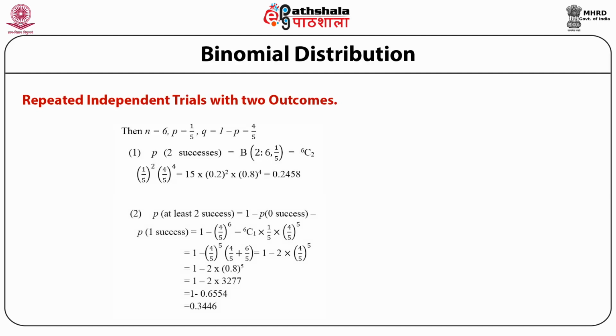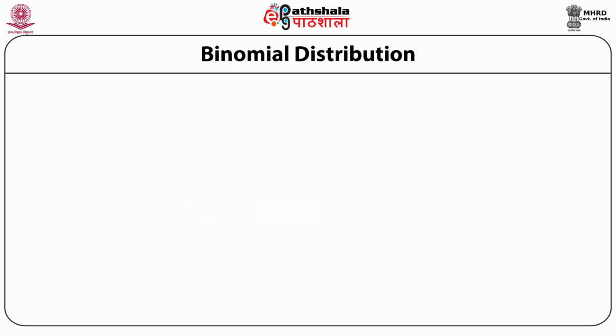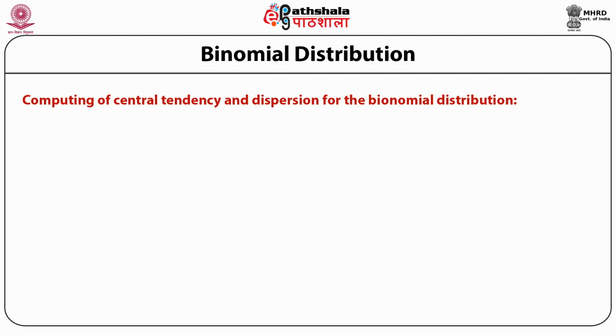Probability of at least 2 successes is: find the probability of 0 successes, probability of 1 success, and then subtract it from 1. This is also another way of finding out at least successes. Then next, computing of central tendency and dispersion for the binomial distribution.